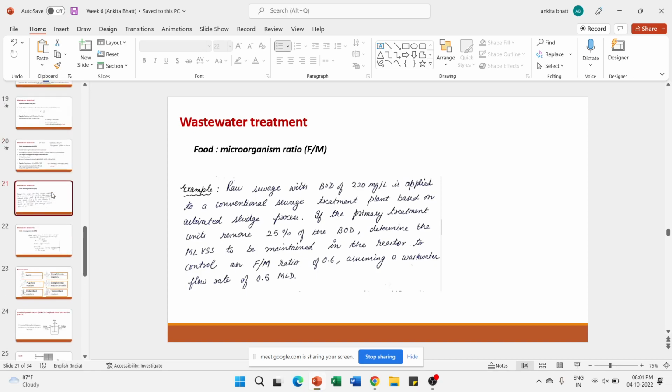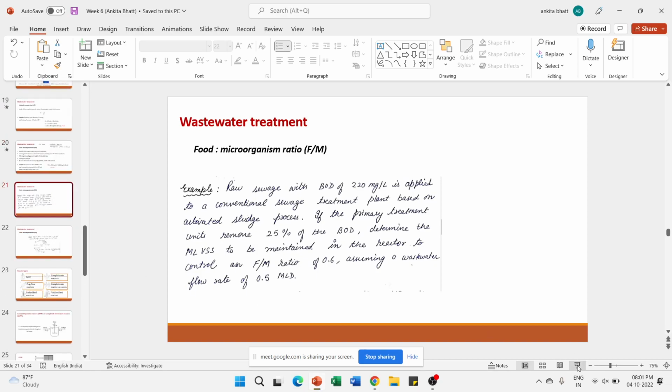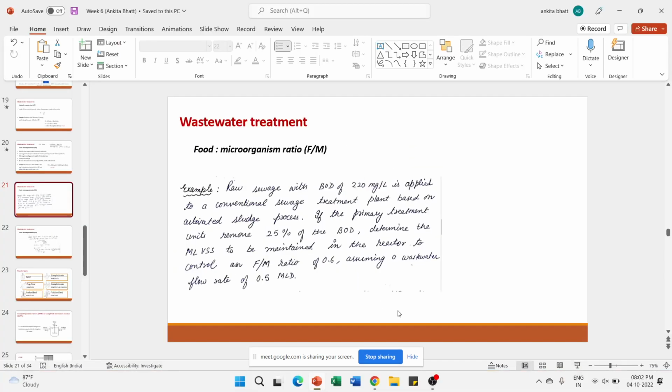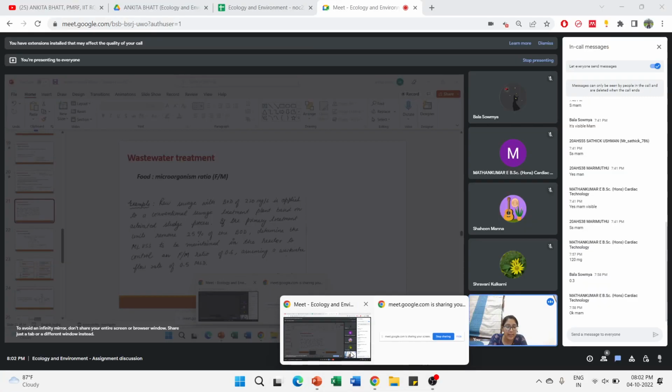I suggest you try to attempt the next question, and obviously we'll discuss it in the next class. You already have sewage with a BOD of 220 mg per liter and the F by M ratio is provided. You have to calculate the microbial biomass that is to be maintained in the reactor, right? And then we'll try to solve it in the next session.